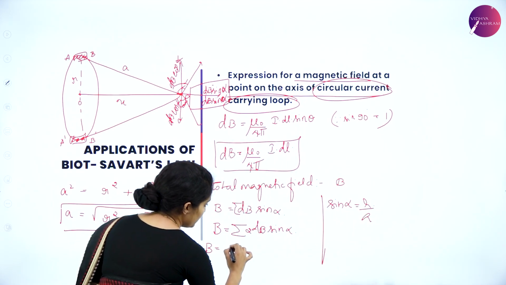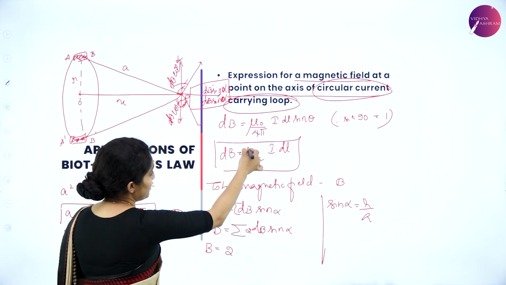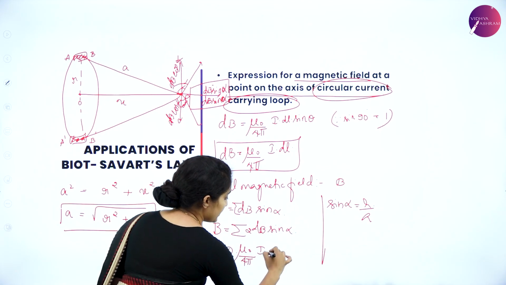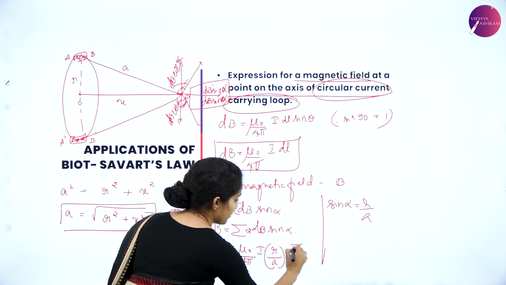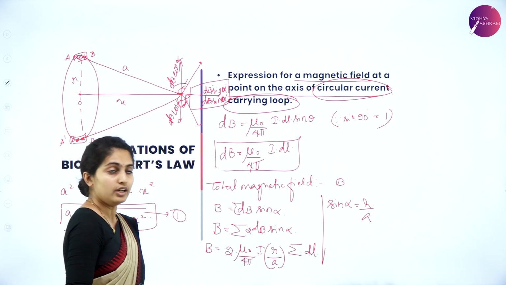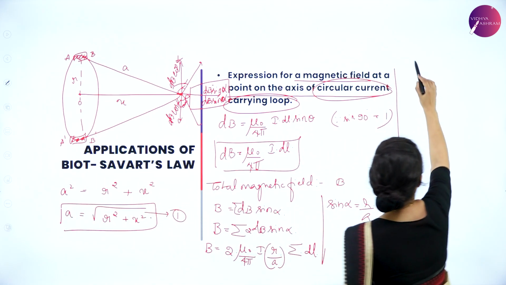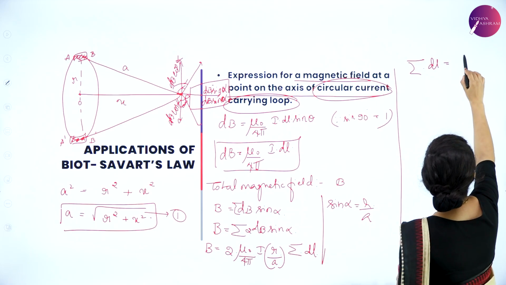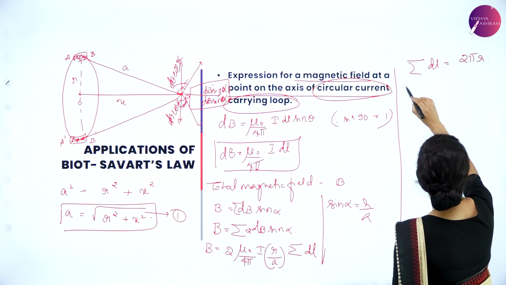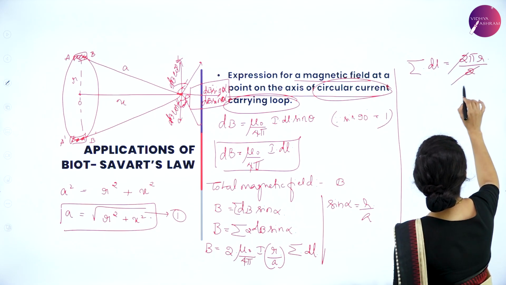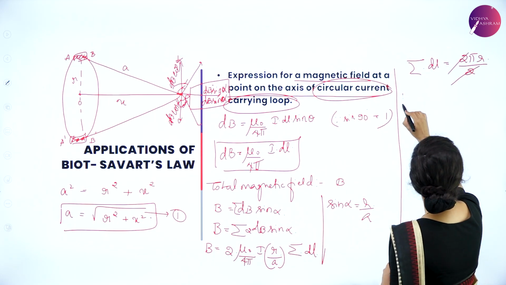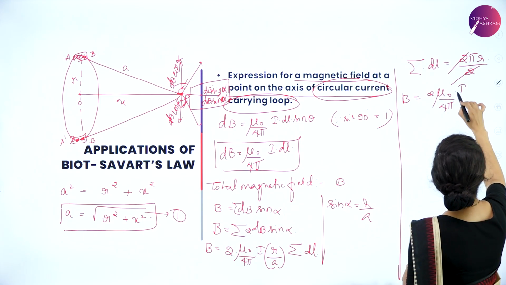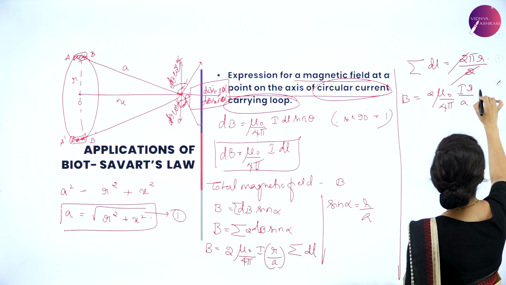So B is equal to 2 into dB, which is mu naught by 4 pi I into sine alpha, which is r by a, and the summation turns out to be dl for an elemental component. Summation of dl means the length of the circumference of the circle, so we have 2 pi r. Since we are taking half of the circle, we divide by 2. So the 2 cancels, and it is pi r. So B is equal to 2 mu naught by 4 pi, I into r divided by a into pi r.